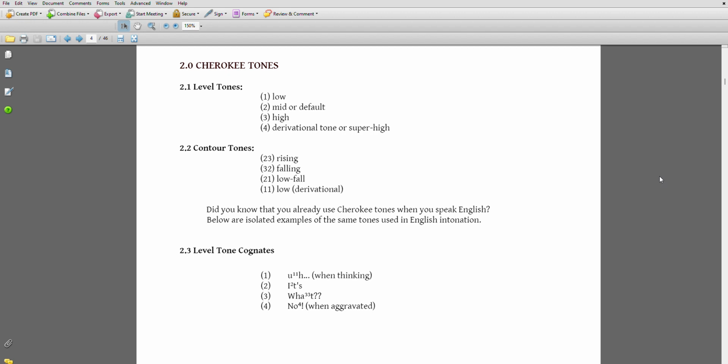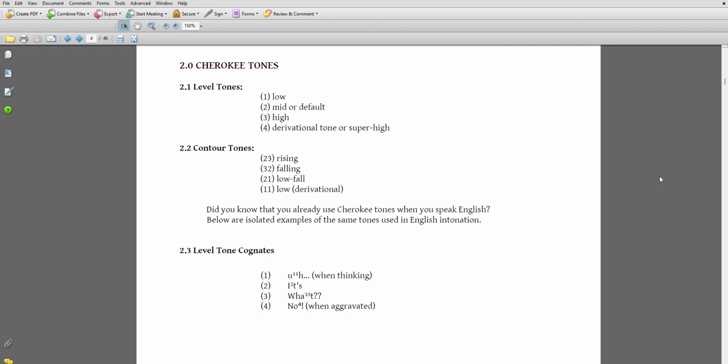Cherokee tones. There are four level tones. Low, which is represented by the number 1. The mid or default tone, which is represented by the number 2. The high tone, which is represented by number 3. And the derivational or super high tone, which is written as a number 4.